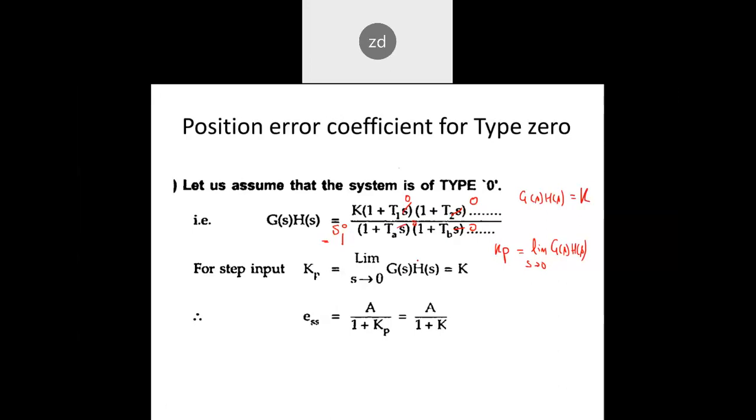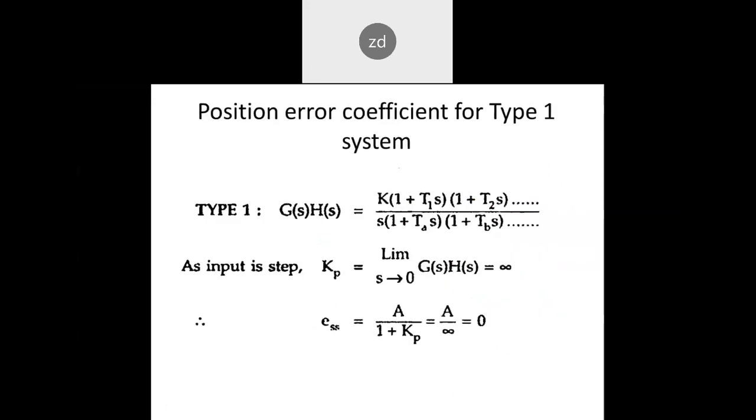So this is the value of k. And for this error we already know ess is equal to A divided by 1 plus Kp. So if we are applying a step response to a type 0 system, we will have an error, and the error would be the magnitude divided by 1 plus Kp.